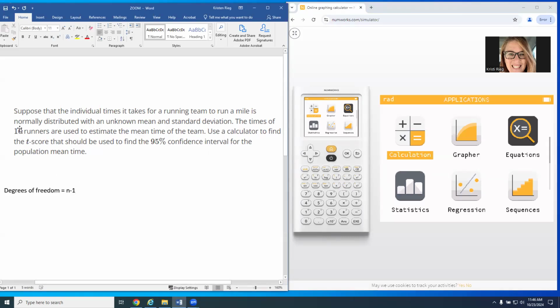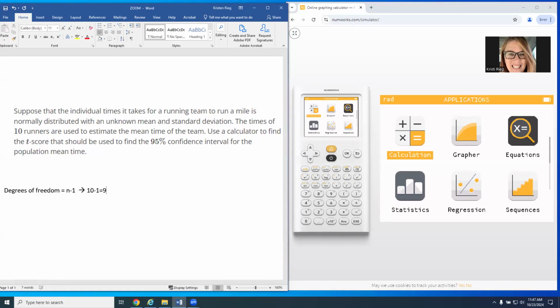Suppose the individual times it takes for a running team to run a mile is normally distributed with unknown mean and standard deviation. The times of 10 runners, so n is 10, are used to estimate the mean time of the team. Use the calculator to find the t-score for a 95% confidence interval. So for this problem, the degrees of freedom is 10 minus 1, which equals 9. So the degrees of freedom is 9.